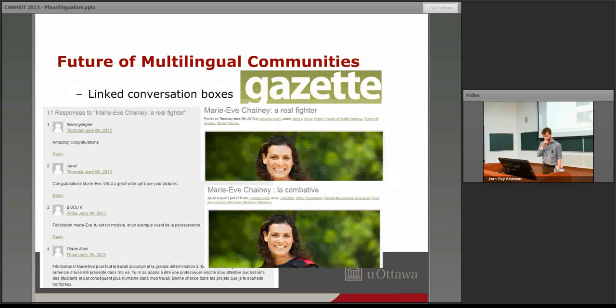This is what a linked conversation box looks like. We've got our two separate pages in French and English, but then the same comment boxes sit down below where you get comments both in French and in English. And that encourages the conversation in both languages, of course, and allows people to hear what everyone is saying.